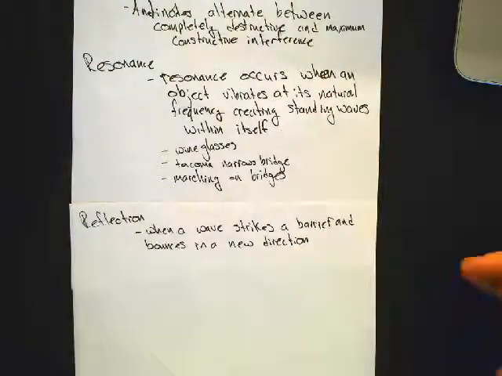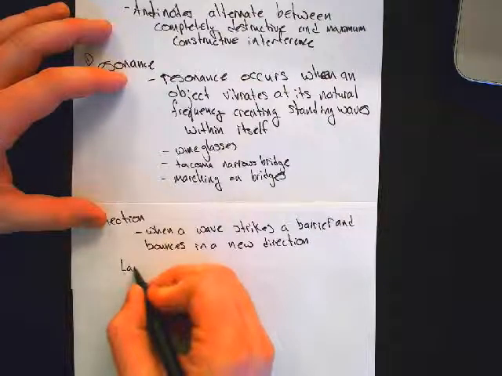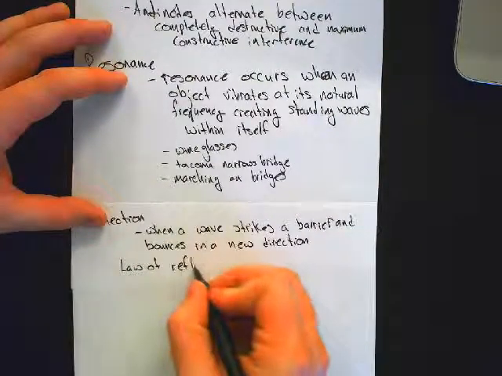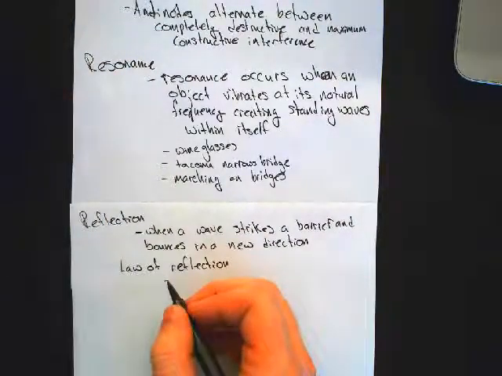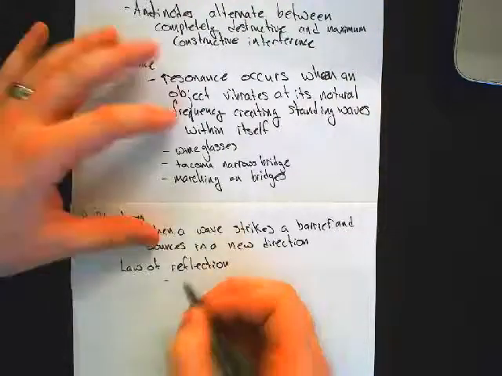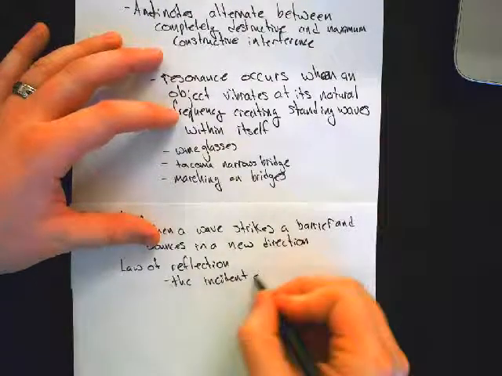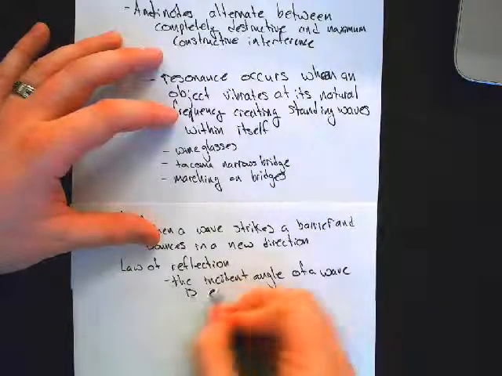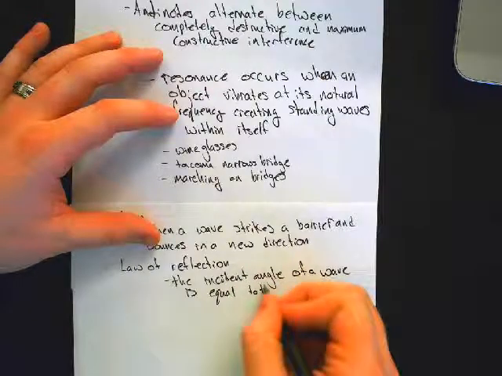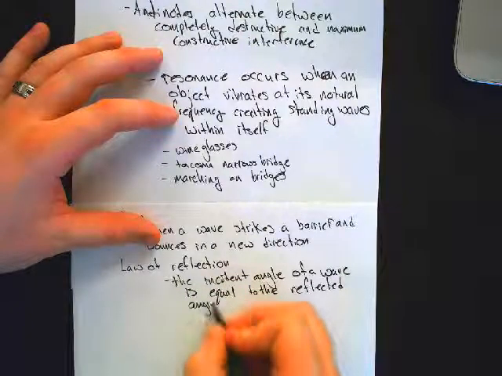Within that, regardless of what kind of wave it is, whether it's a sound wave, light wave, whatever you want, it always obeys what we call the law of reflection. The law of reflection states that the incident angle of a wave is always equal to the reflected angle of a wave.